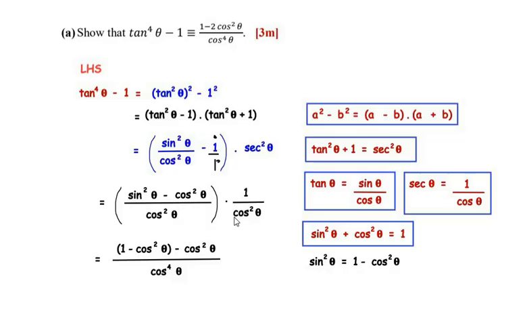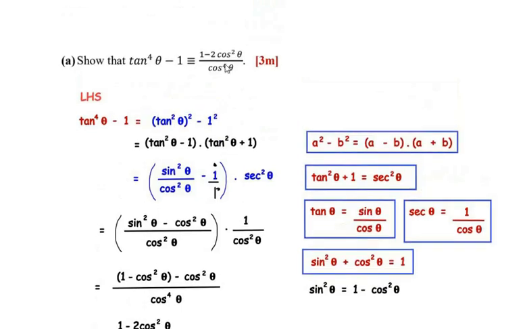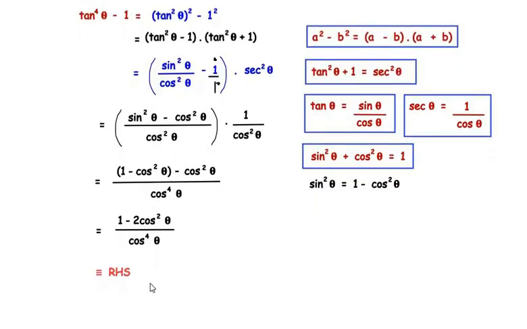And now the denominators will get multiplied with each other, giving us cos to the power of 4 theta. Now once we have got this, let us simplify the numerator. So here we get 1. Now minus cos square theta and minus cos square theta, they both are like terms. So we are going to add them up, giving us minus 2 cos square theta over cos to the power of 4 theta. So this is same as the right hand side terms. So here we are going to write the left hand side is equivalent to the right hand side. So this is going to be our answer.